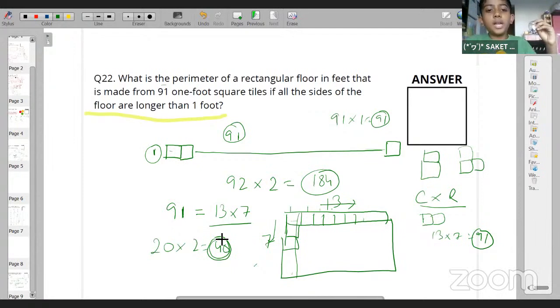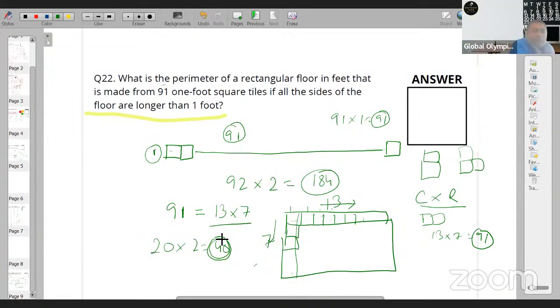So here the factors of 91 are 1, 7, 13 and 91. So 1 and 91 are a pair, and 7 and 13. 7 and 13 are the close factors, and 91 and 1 are the far factors. And now we know that the close factors always add up to a lesser sum.